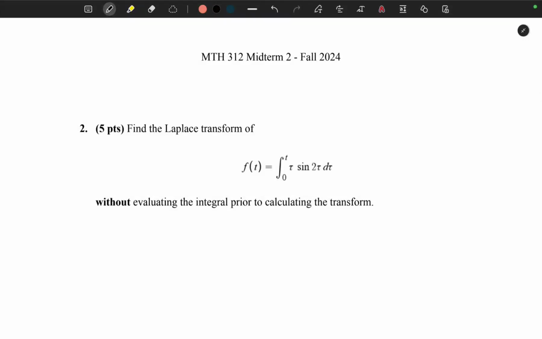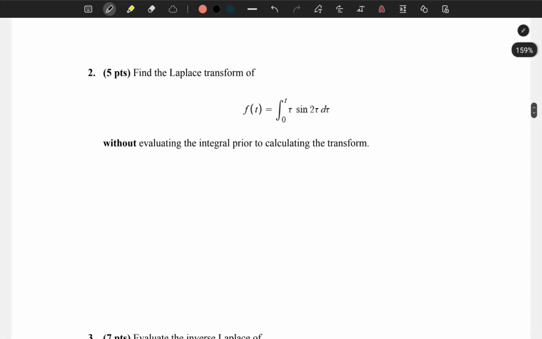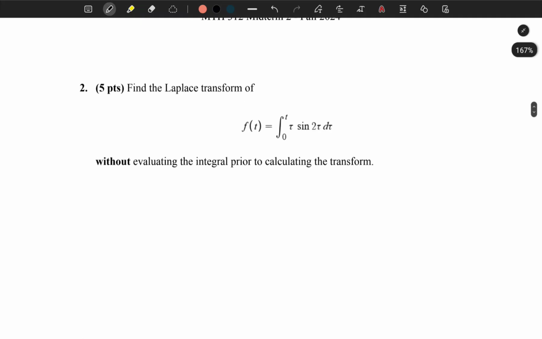This is question 2 from the MTH312 Midterm of the fall 2024 semester. This question is asking, find the Laplace transform of f of t, which is the integral from 0 to t of tau sine 2 tau d tau. And we want to find the Laplace transform without evaluating the integral prior to calculating the transform. So we want to solve this without integrating.